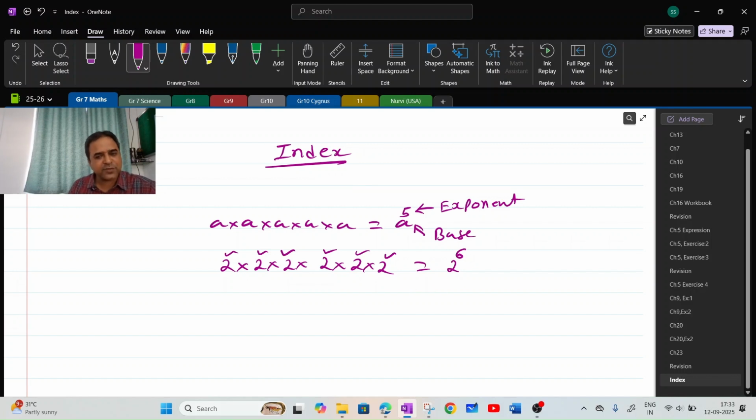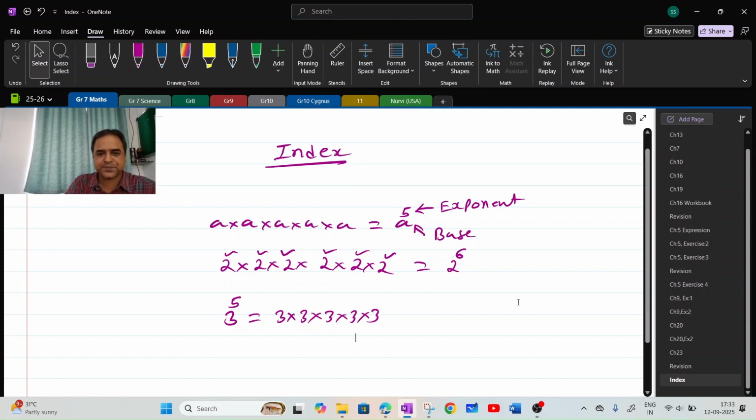We can go in reverse also. If it is written 3 to the power 5, what does it mean? It means 3 has been multiplied 5 times. So you can write it as 3 multiplied by 3 multiplied by 3, and so on. This is how it works. Now we will go into more detail, wherein we will be learning certain rules.